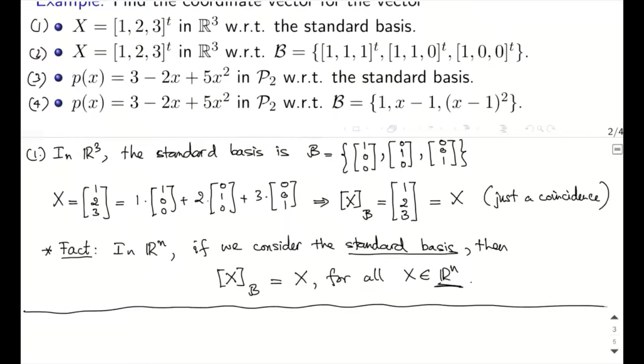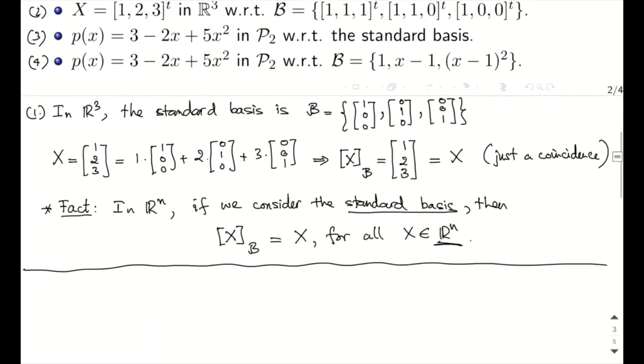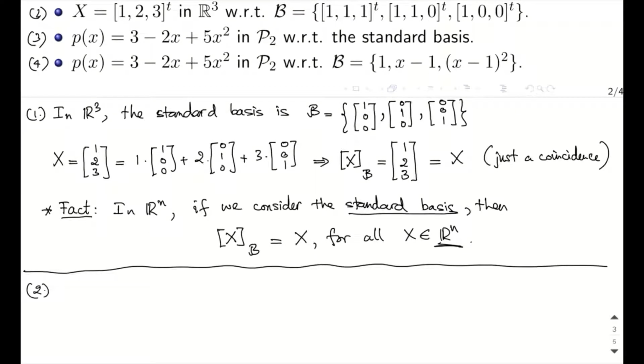Number 2, the vector is still the same, the space is still the same, but the basis is different in this case. All right. So first of all, we have to try to represent x as a linear combination of the vectors in the given basis here. And keep the order, right?